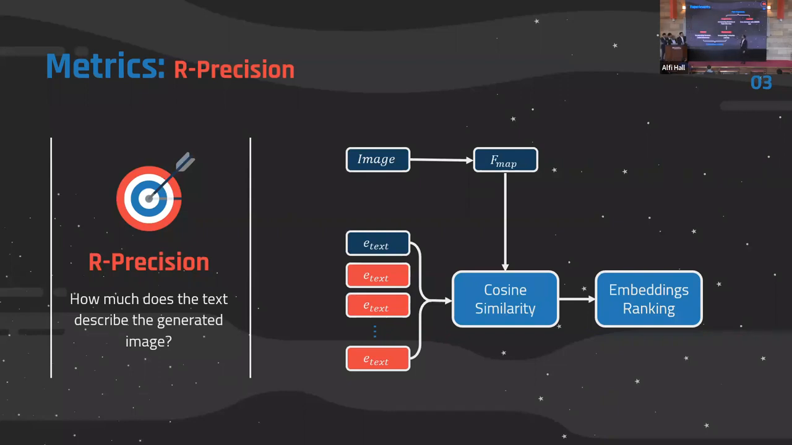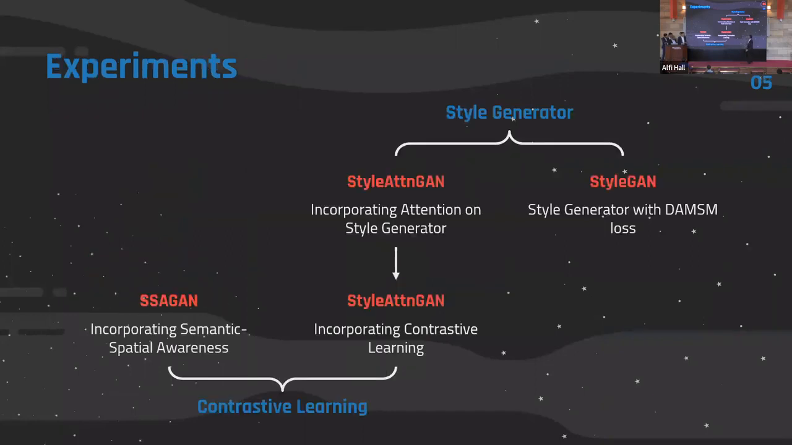For our experiments, we have mainly followed two tracks. First is experimenting with the style component introduced earlier by having two main experiments: first testing the StyleGAN with the DAMSM loss, and then introducing the style blocks to the existing AttnGAN. The second track was testing the contrastive learning, which was achieved by incorporating the contrastive loss function first into the StyleAttnGAN and later into the SSAGAN.